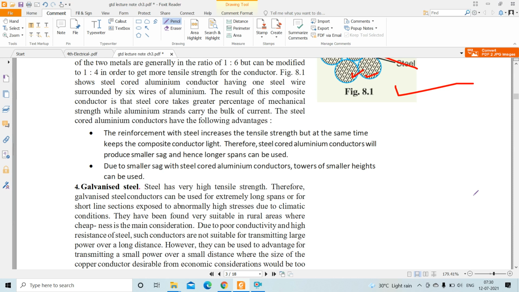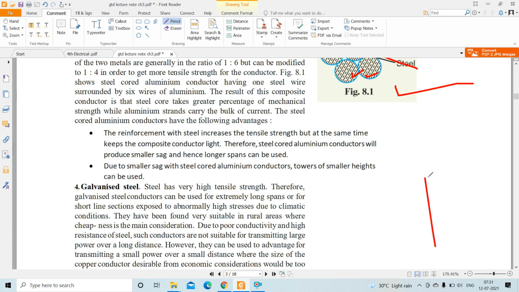Okay, so by the reinforcement with the steel core, this increases the tensile strength. At the same time this keeps a composite conductor light. Therefore, steel cored aluminum conductor will produce smaller sag, and hence longer span can be used. For long distance distribution line, we can use this type of conductor. And due to smaller sag with steel cored aluminum conductor, towers of smaller height can also be used.